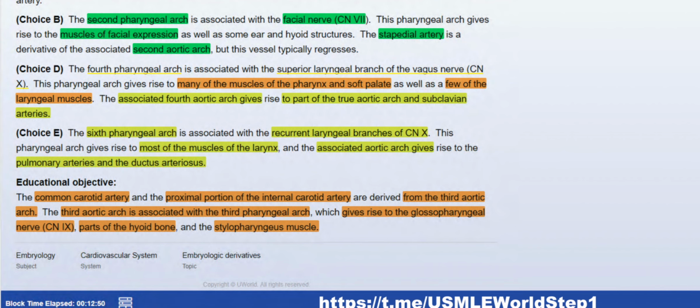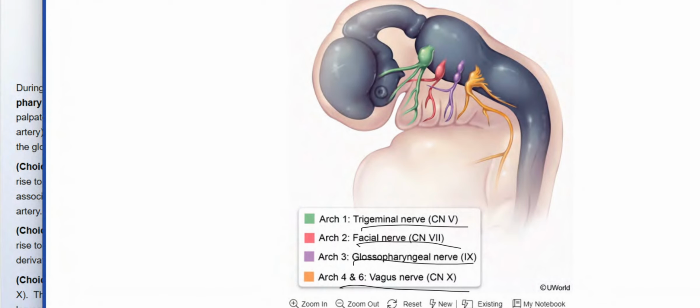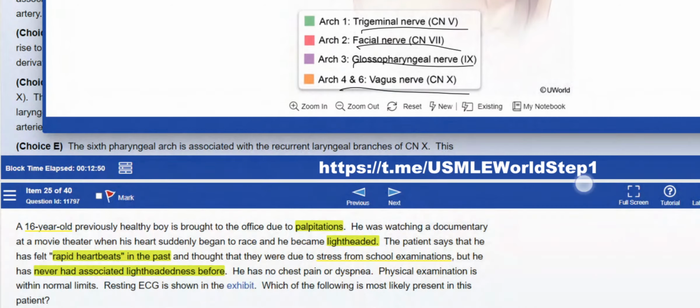and stylopharyngeus muscle. Okay, so the first one is first arch, that is trigeminal nerve, cranial nerve 5. Second, that is facial nerve, that is cranial nerve 7. Third arch, that is glossopharyngeal nerve, and fourth and sixth, that would be related to vagus nerve.